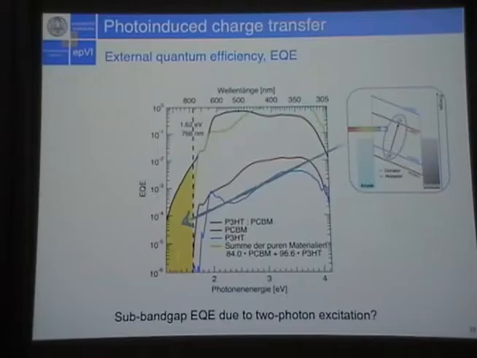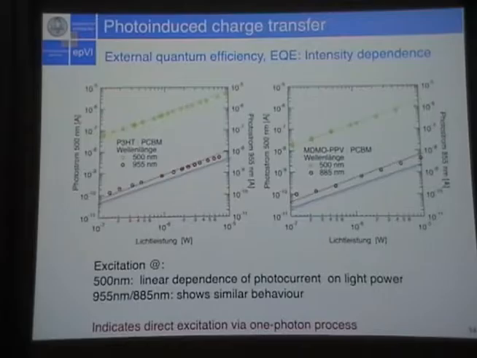So we excite our samples with red light in the range of 900 nanometers, but also in the green area. Shown here is the external quantum efficiency intensity dependence. If we change the light intensity, this is the photocurrent at 500 nanometers and at 955 nanometers, so in the main EQE and also in the near infrared EQE part. You see all of them, at 500 and 955, are linear, so we don't have two-photon processes. It's all a one-photon process. We can exclude this nonlinear process here.